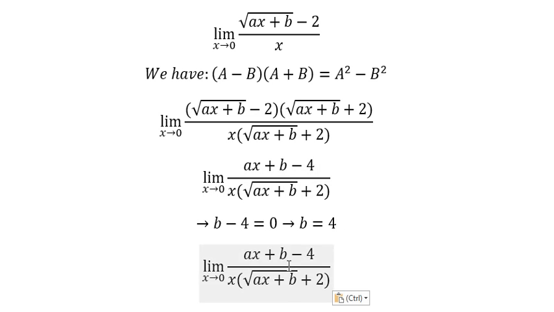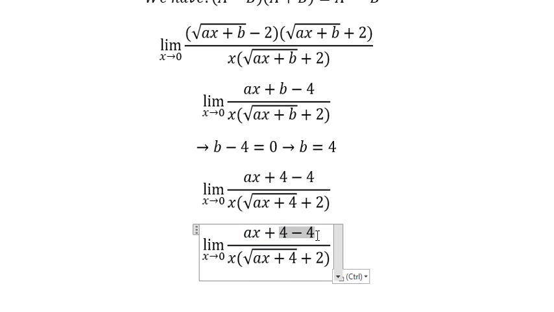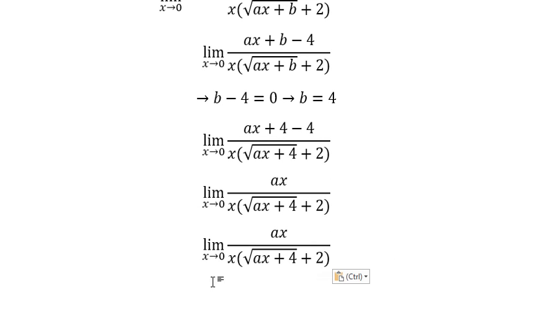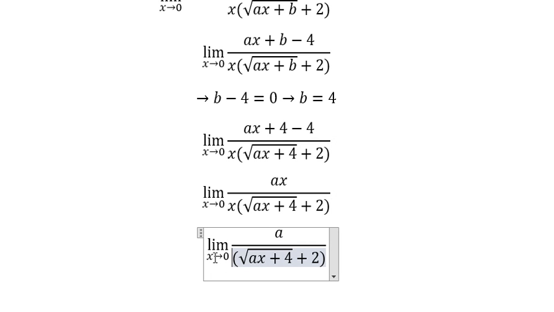And now we can put number 4 in here and number 4 in here. So 4 minus 4 they cancel. And s divided by s. When s approaches to number 0, this one number 0 go in here.